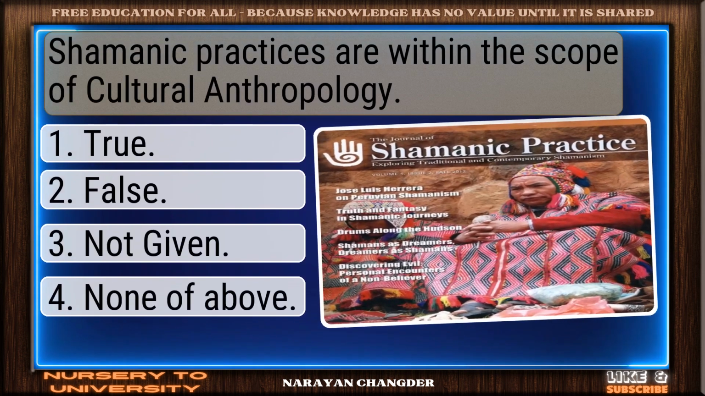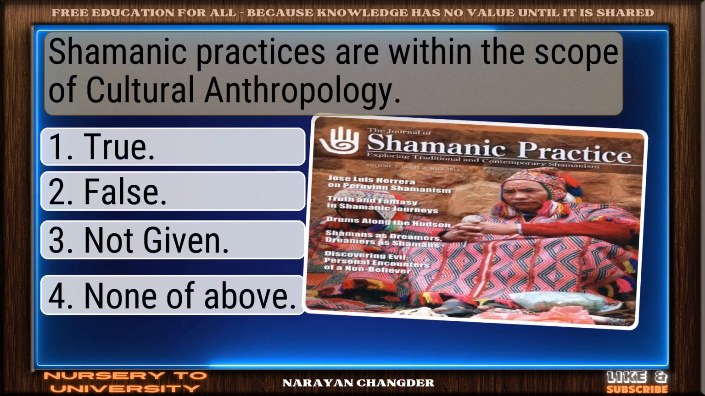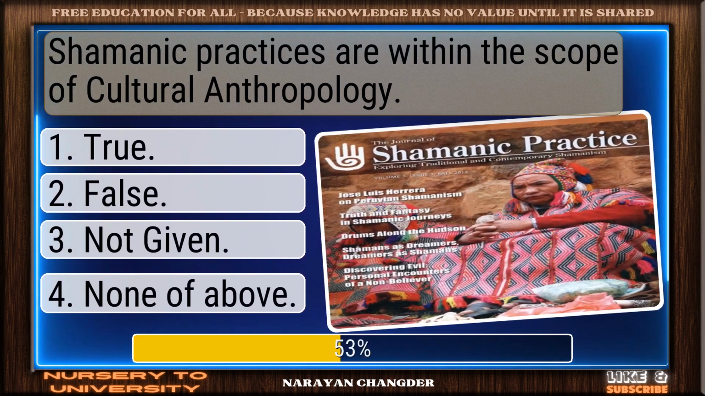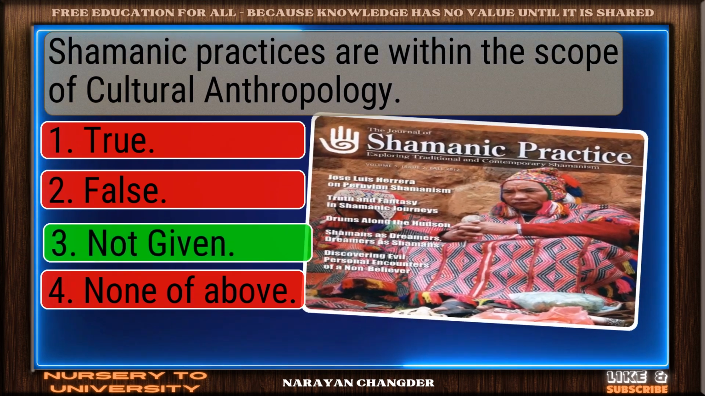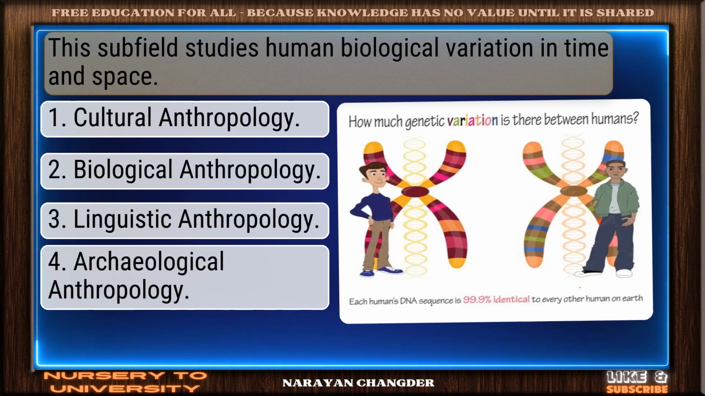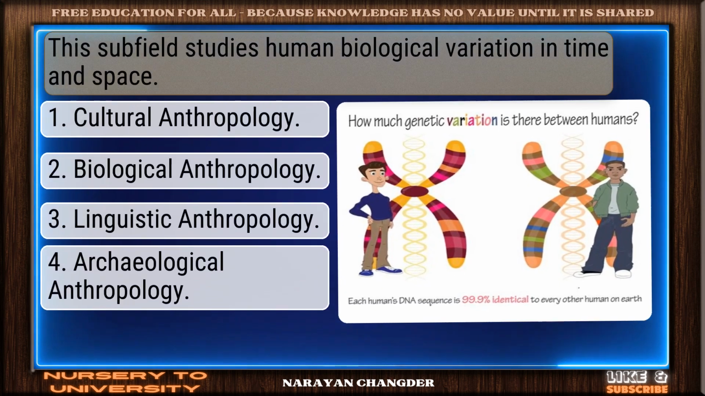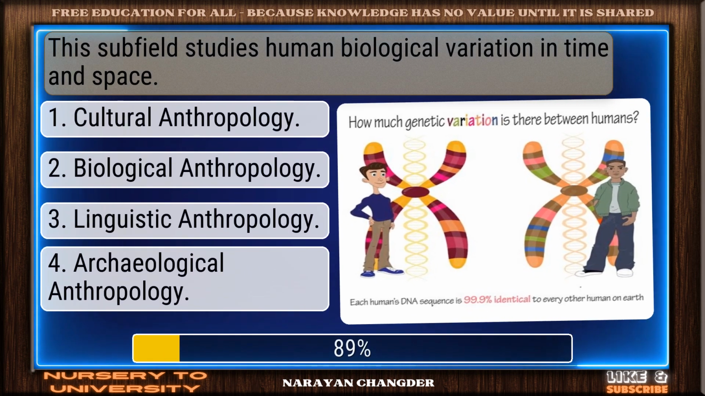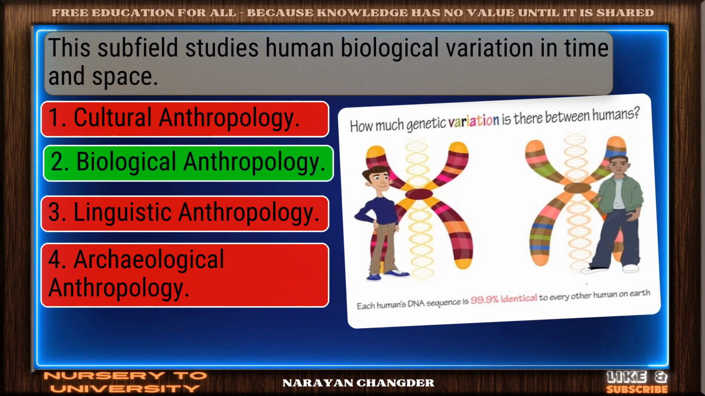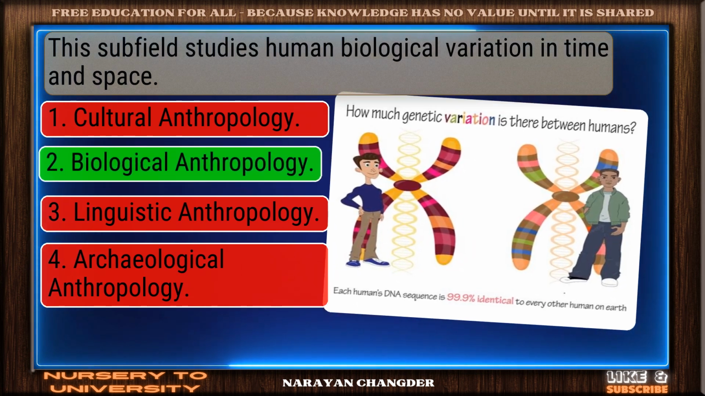Shamanic practices are within the scope of cultural anthropology. You're right. Not given is the correct answer. This subfield studies human biological variation in time and space. Excellent. Biological anthropology is a brilliant choice.